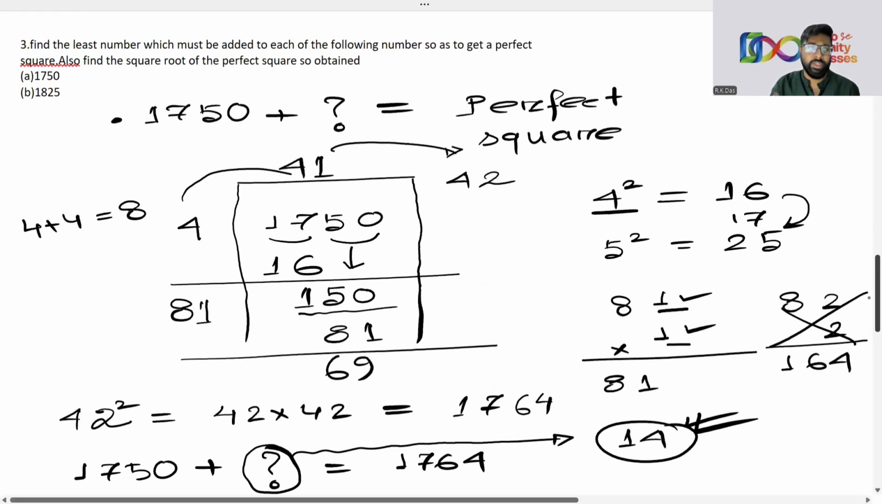And in question number B, you have 1825. Okay, 1825. And you have to do it by yourself. Okay, and you have to write the answer in the comment box. Okay, fine.